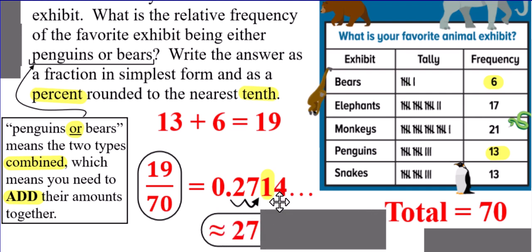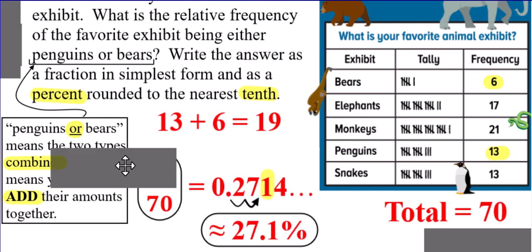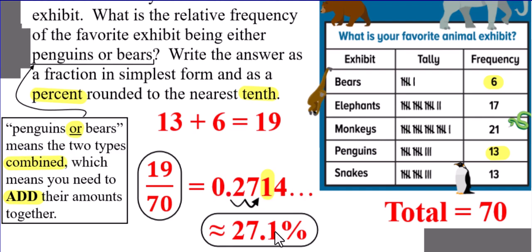All right, this is why I wanted you to put 4 digits. You have to look at the 4th digit to figure out what you're going to round the 1 to. Is 4 big enough to make the 1 round up? No, it is not. So about 27.1%. And the reason I only circled the fraction in simplest form and the percent, and not the decimal, is because the directions only ask for the simplest form of the fraction and the percent rounded to the nearest tenth.